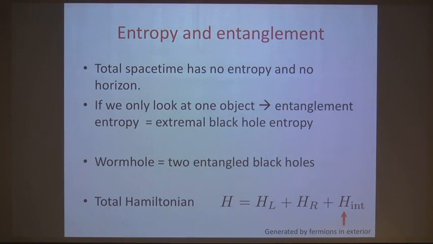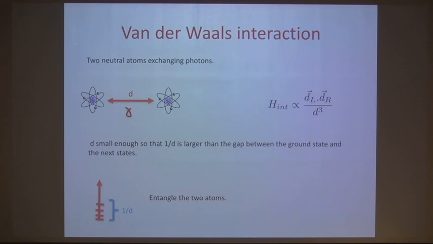So now I'd like to connect this with Xiaolang's talk. As I said, the total spacetime has no entropy and no horizon, and if we look at only one, there is an entanglement entropy which is equal to the extremal black hole entropy. So the wormhole is the same as two entangled black holes, and we should think of the Hamiltonian of the system as the Hamiltonian of each of the two black holes separately, and some interaction. The interaction is generated by the exchange of fermions in the interior. So that interaction that Xiaolang put in by hand, here is generated naturally by the fact that the two black holes are close to each other.